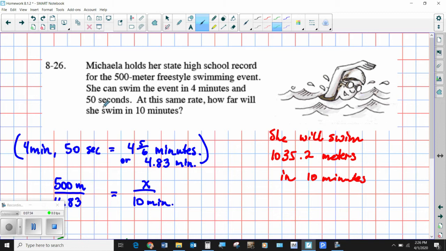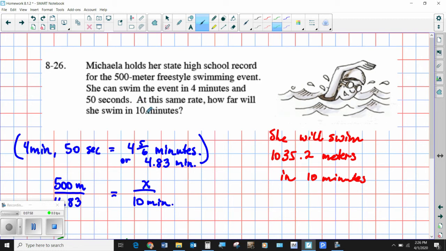This is an interesting problem that's going to require some conversions. And so I did it 2 different ways here. Michaela holds her state high school record for the 500-meter freestyle swimming event. She can swim the event in 4 minutes and 50 seconds. If she were to continue with this pace for a total of 10 minutes, how far would that take her?